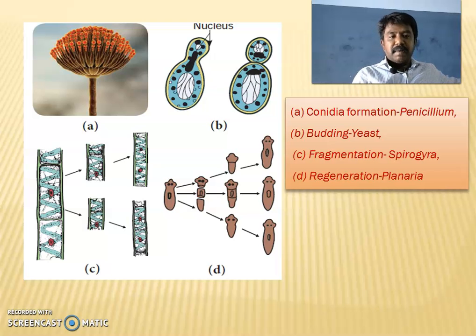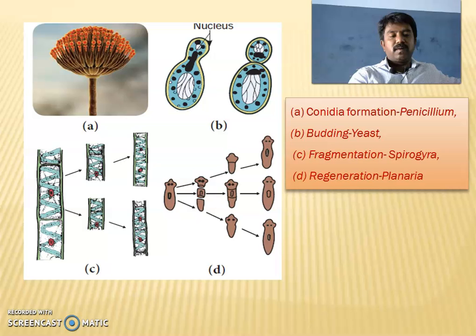Conidia formation is one of the asexual reproduction methods. Budding, example yeast. Fragmentation, Spirogyra. Regeneration, Planaria. The conidia are formed in this area, and the top region is called conidia. Next, budding. In mature organisms, for example Hydra and yeast, a new one can be produced via budding.